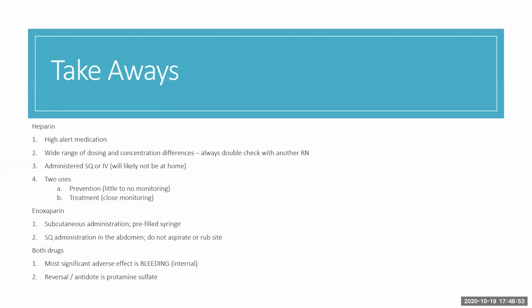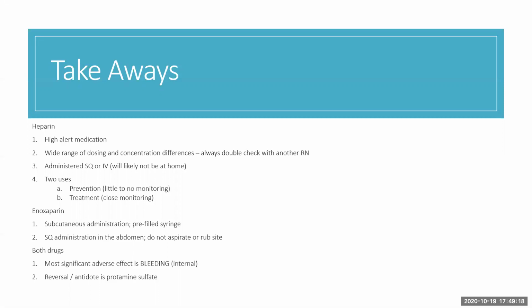Some takeaways for heparin and enoxaparin. They are both high alert medications. You always double check them, but heparin more so, especially IV. Heparin has a wide range of dosing and concentration differences because it has such different uses, prophylactic versus therapeutic. So always double check what you're giving with another RN. It can be administered sub-Q or IV.